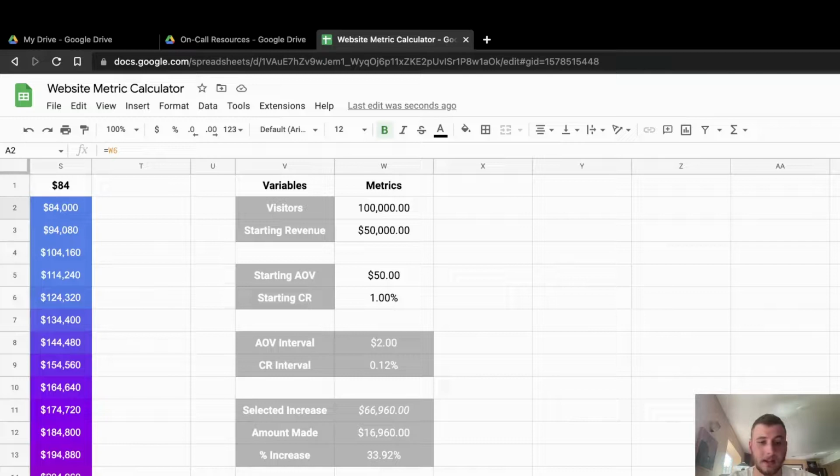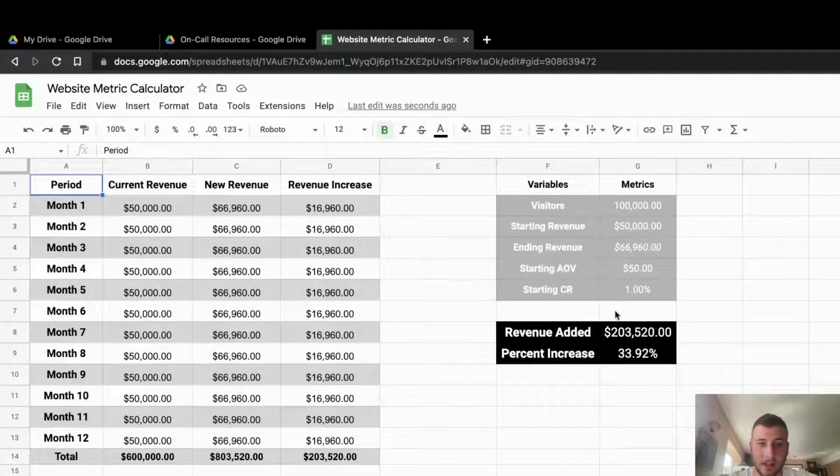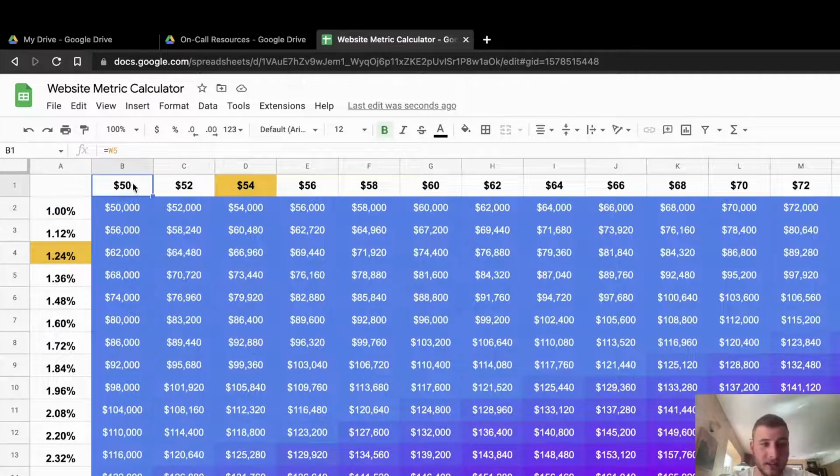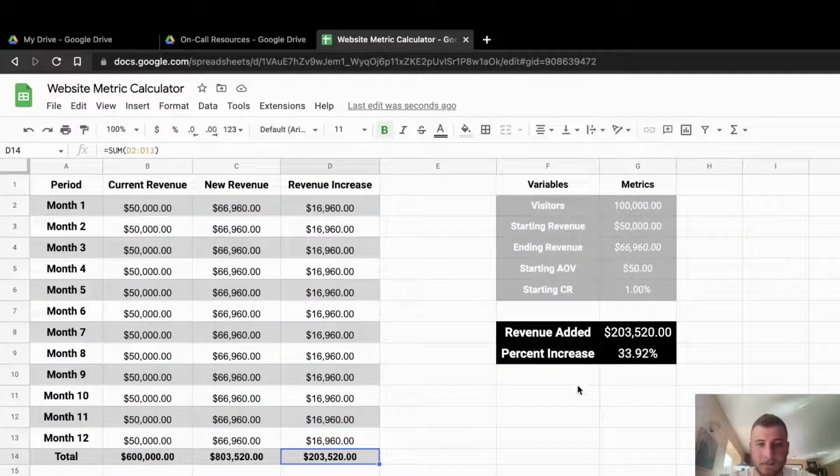And now you can see how that looks over a longer period of time. So your ending revenue now, your increase was to 66 and you started at 50 a month. So you can see over the course of a year, you're at 600 normally, right? And now we're at 803 just by taking that multiple, just timesing it by 12 essentially. And you can see how that small increase affected everything. So that added an extra $203,000 just by increasing your AOV by $4 and your conversion rate by 0.24%, right?